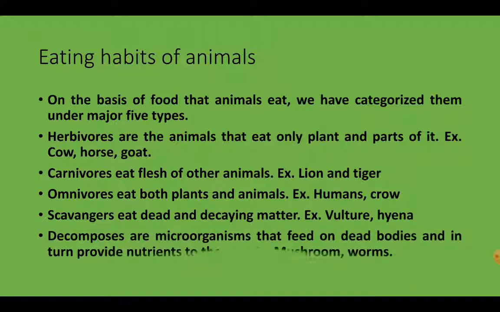And the last one is the decomposers. Those are the organisms which are microscopic in nature, meaning which can be seen by microscope, and that feed on the dead bodies and in turn provide nutrients to the soil. And the examples are mushroom and worms.